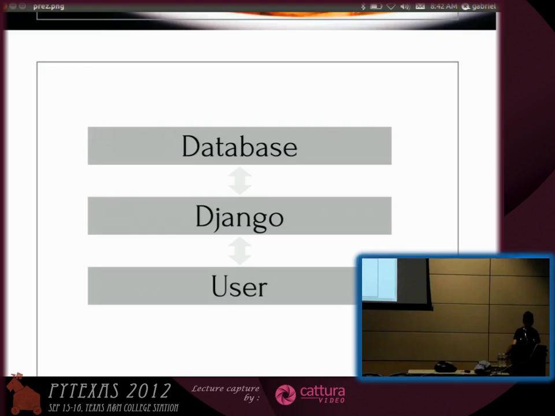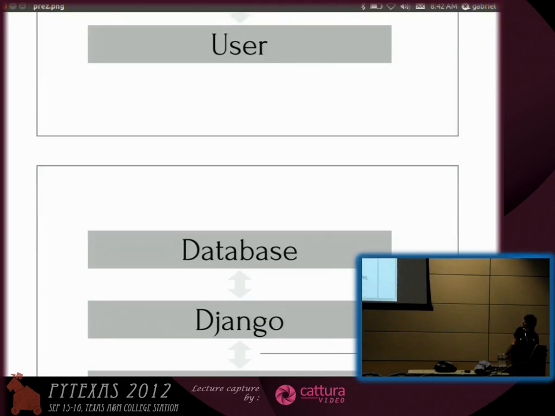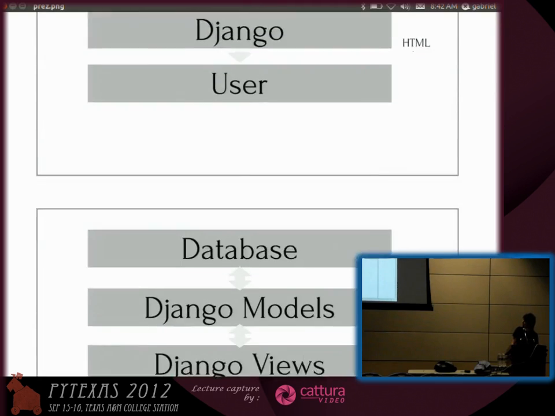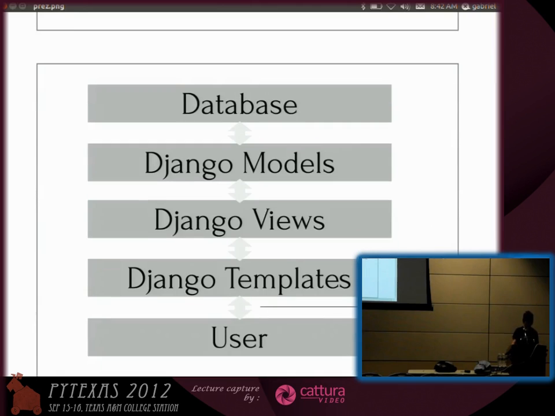Okay, so here's what Django looks like. Basically, Django is talking to the database, spitting out HTML, which goes to the user. But this is actually sort of hiding the full picture. Really, there's the Django model layer, which talks to the database, and the Django view layer, which uses Django templates to actually spit out that HTML.